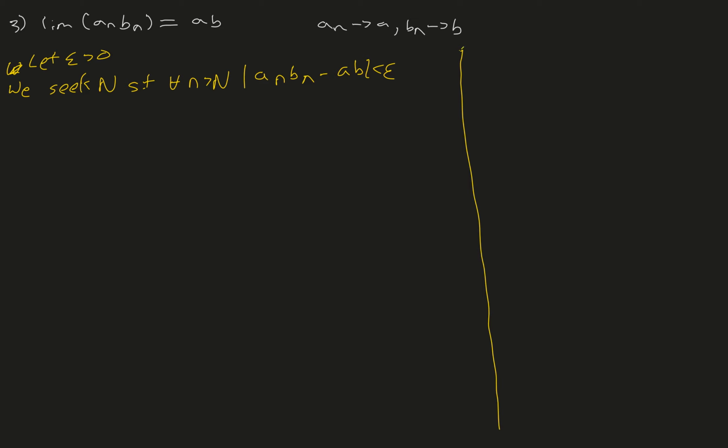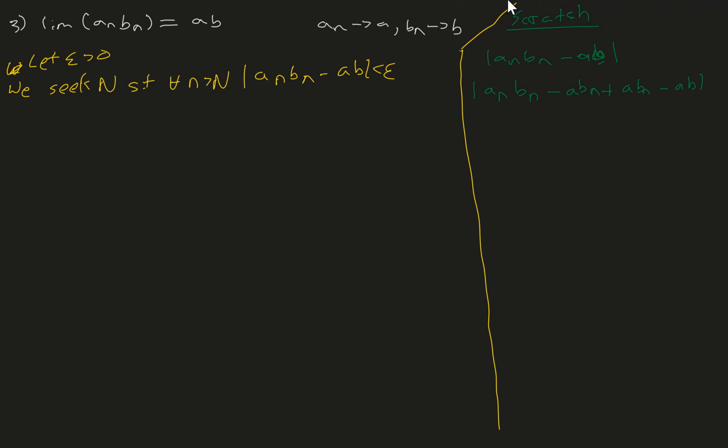So let's do the scratch work first. We have to manipulate |a_n b_n - ab| into something that looks like |a_n - a| and |b_n - b|, because that's what we know. We know that a_n converges to a, and b_n converges to b. So we're going to use the age-old mathematical trick of adding something and subtracting something. So a_n b_n, we're going to do minus a b_n plus a b_n minus ab.